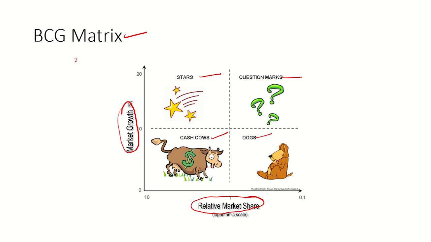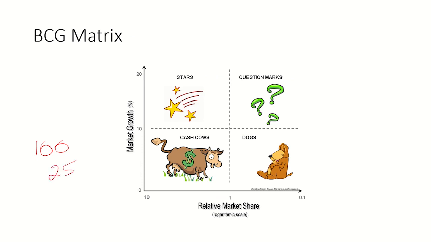Now, let us say there are 100 units that are sold in the market of a particular commodity. Now, your company sells, say, 25 units out of the 100 units that are sold. It means that the remaining 75 are sold by your competitors. Let us say the market leader is selling 50 units. So, what is your market share?